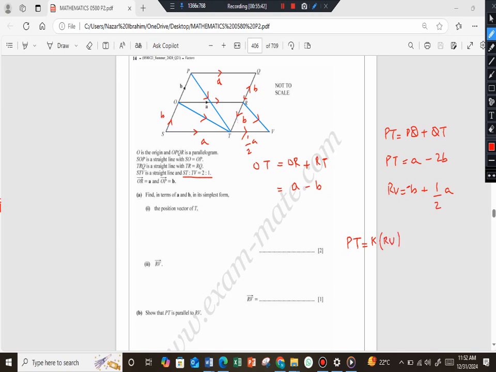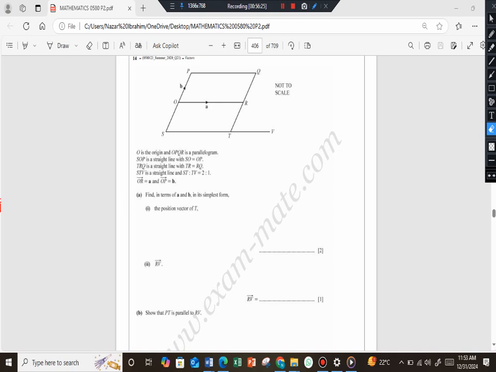If I write PT like this, minus 2B plus A, and RV is minus B plus 1 upon 2 A. Since PT is bigger, if I multiply RV by 2, it will give me minus 2B plus 2 multiplied by 1 upon 2 A, which is A. So PT is equal to 2 RV. It is a scalar multiple of RV, so that shows that PT is parallel to RV. Is it clear? Going further, the last question, 15th.